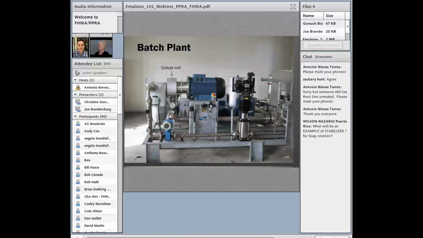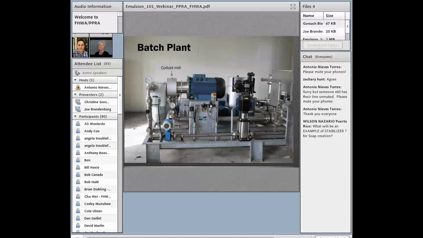So here you have a batch plant that is mounted on a skid. At the very center of the picture, you see this blue motor, and then to the left of that blue motor, you see this gray piece of equipment. That's the Colloid Mill. And this mill is directly mounted onto the motor.